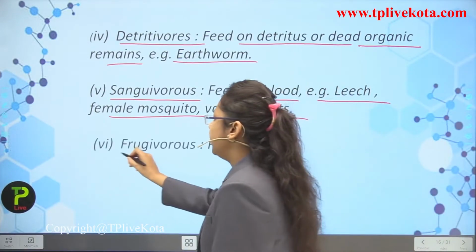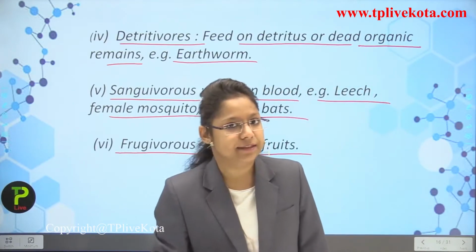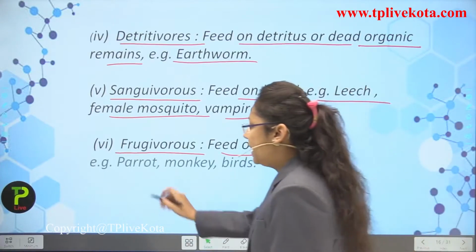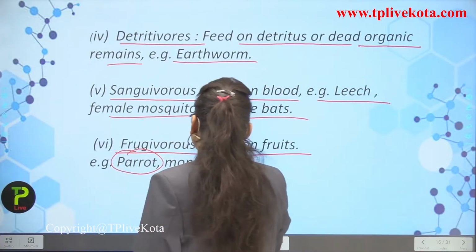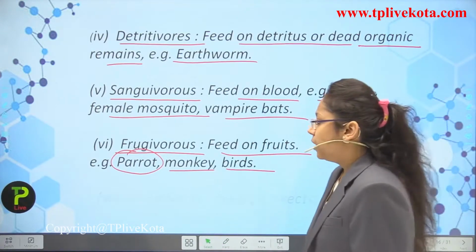Next, frugivorous, feeds on fruit. So there are some kinds of organisms which just depend upon fruits. So example, parrots, monkey, birds. So they just eat some kinds of fruits. Okay, students.